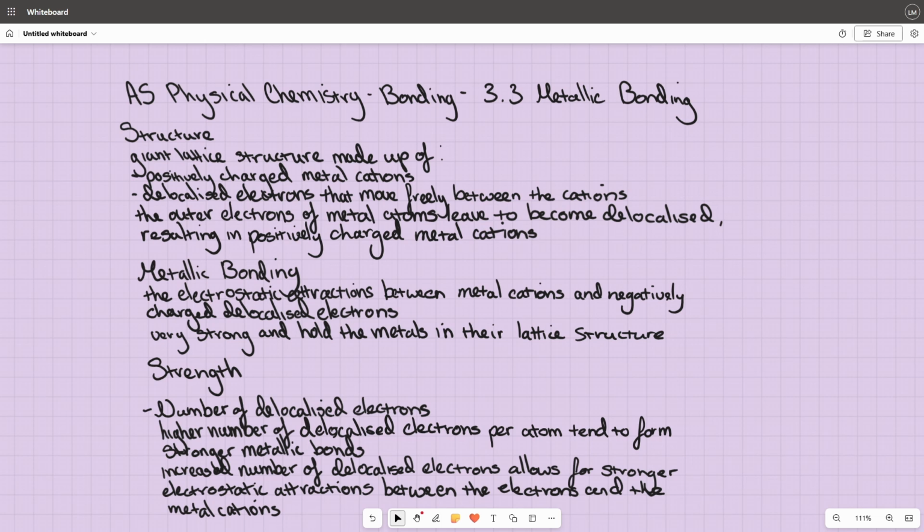Then the rest is these free electrons that came off of the outer electrons of these metal atoms. And so metallic bonding is the electrostatic attractions between metal cations and negatively charged delocalized electrons. And these are very strong and they hold metals in their lattice structure.